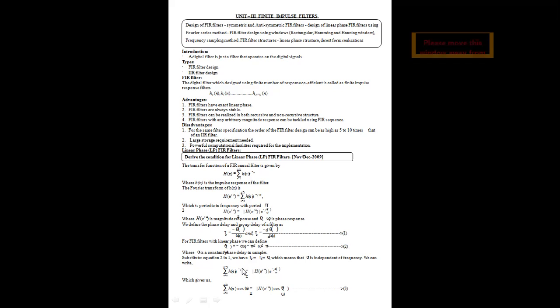So when you are substituting equations 2 and 1, what will happen now? We'll be getting the summation n equal to 0 to N minus 1, h of n e power minus j omega n, which is equivalent to modulus of H of e power j omega, e power minus j theta of omega. So we'll be giving it in terms of a cosine value. This is in terms of real values, neglecting the imaginary terms. We'll be having it in terms of cos of omega.